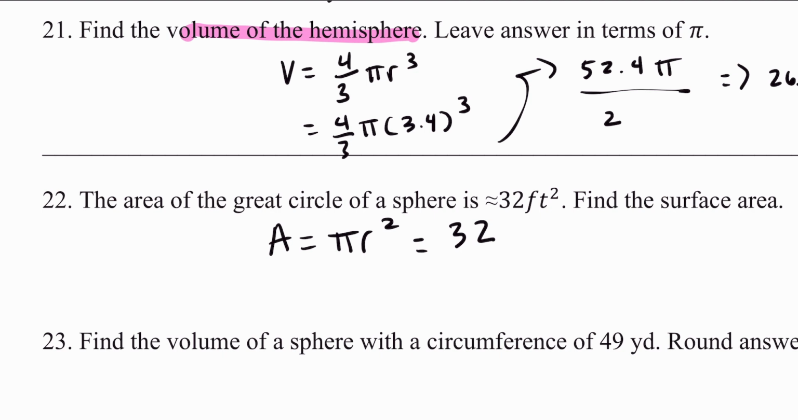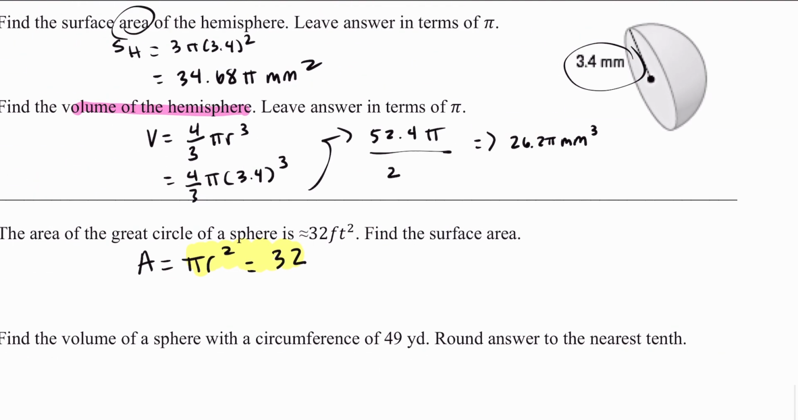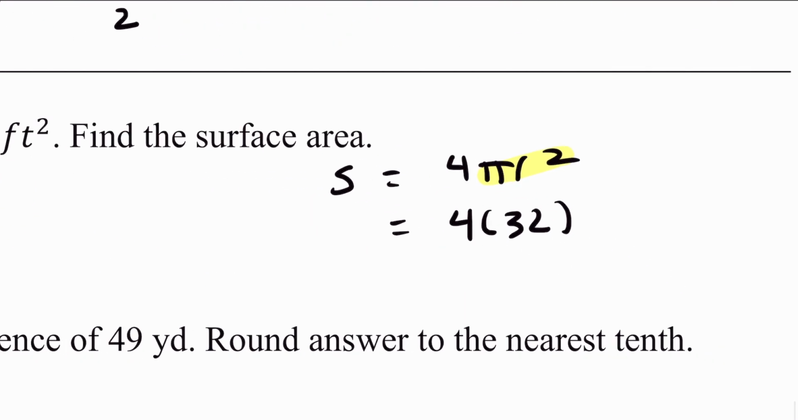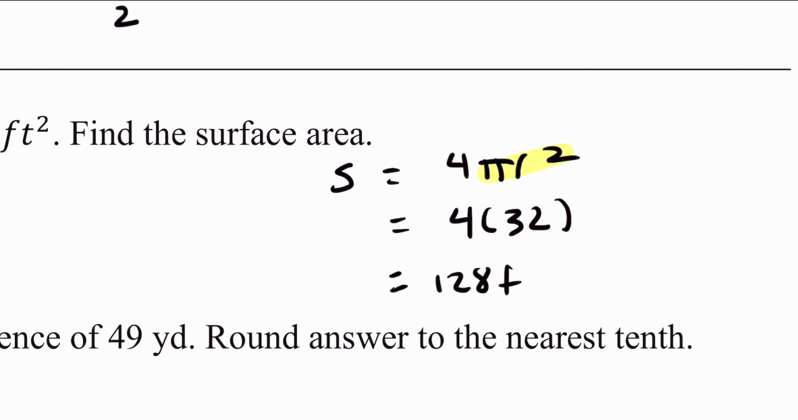So I'm going to highlight this. This pi r squared is equal to 32. So, to find the surface area, what's the surface area of a sphere? The surface area of a sphere is 4 pi r squared. But y'all, look at that. Pi r squared, pi r squared. Pi r squared is 32, so all I gotta do is just replace pi r squared with 32. So I have 4 times 32, and that's gonna give me 128 square feet.